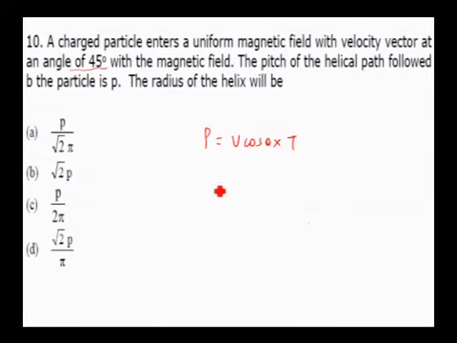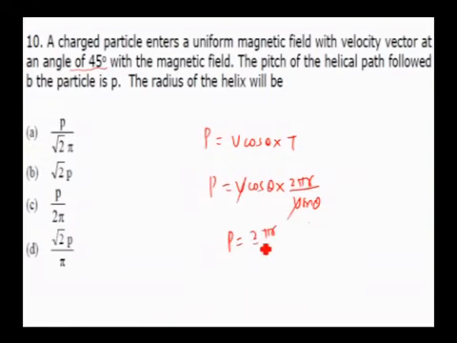Okay, so pitch equals v cos theta into time period, which is 2 pi r divided by v sin theta, because you know that the circular path is mainly because of v sin theta. So if we cancel v, then I can write pitch equals 2 pi r divided by tan theta. Okay, so pitch equals 2 pi r by tan theta.